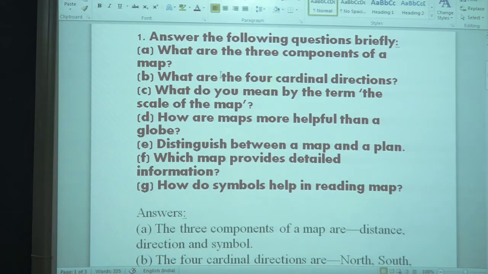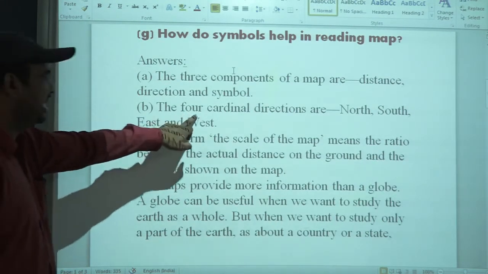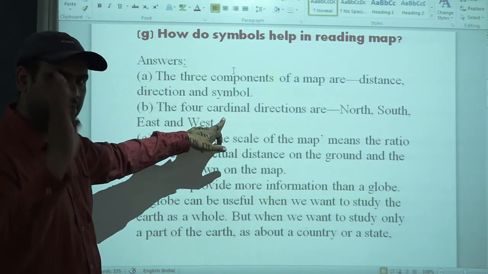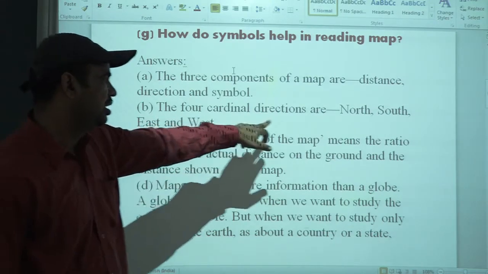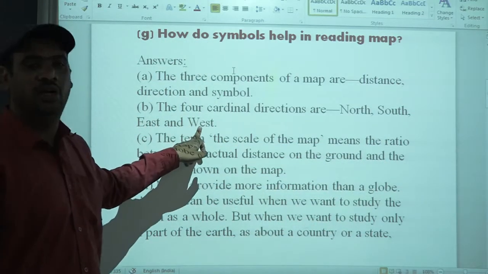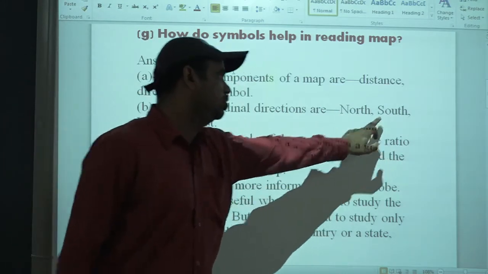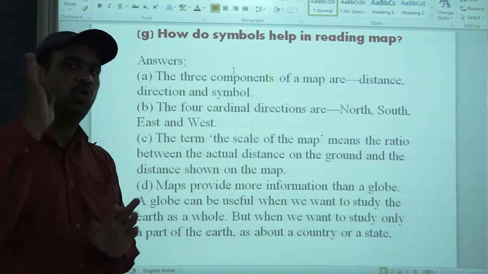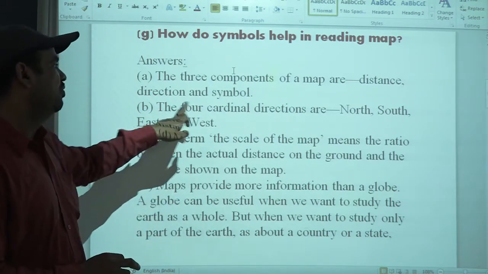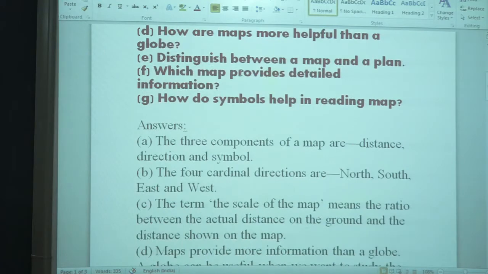The next question is, what are the 4 cardinal directions? The 4 cardinal directions, we can say main directions, are north, south, east and west. Again repeating, north, south, east and west. The 4 main directions are known as the 4 cardinal directions. Okay, this is the second sub question.